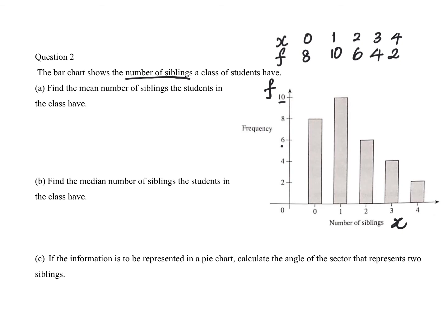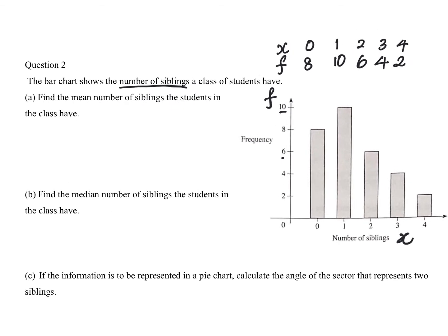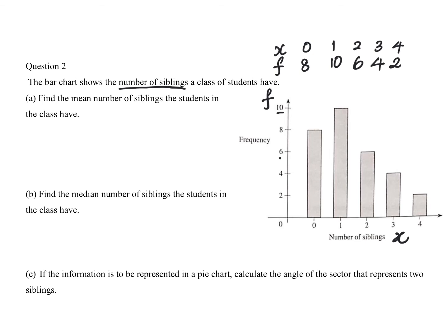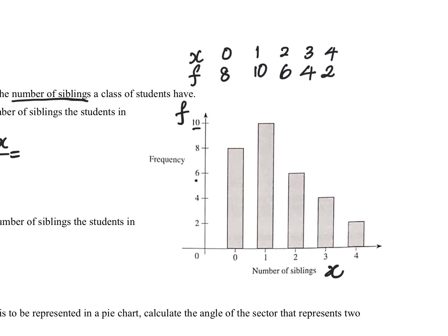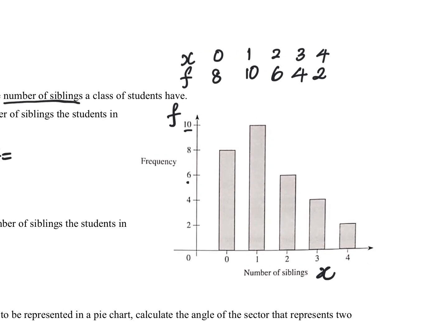Calculate the mean, find the mean number of siblings that the students have in class. So the mean is given by the summation of fx over the summation of f. We need fx over here. So I'm going to calculate f times x, which is 0 times 8. 0 times 8 is 0. 1 times 10 gives you 10. 2 times 6 gives you 12. 3 times 4 is 12. 4 times 2 is 8.